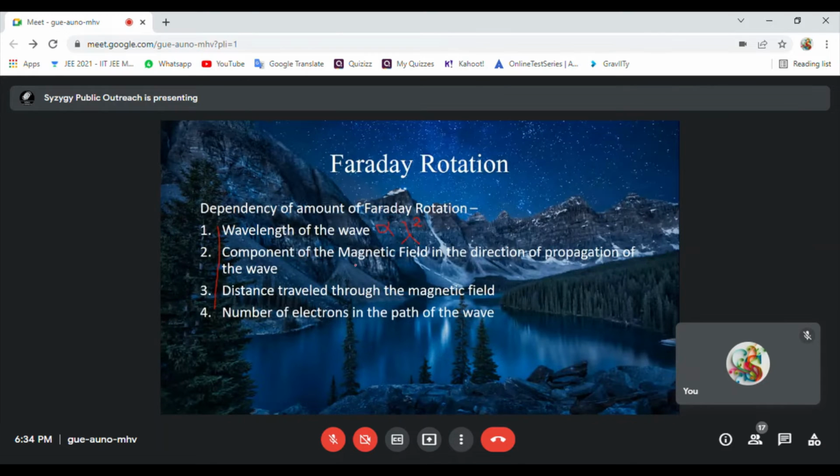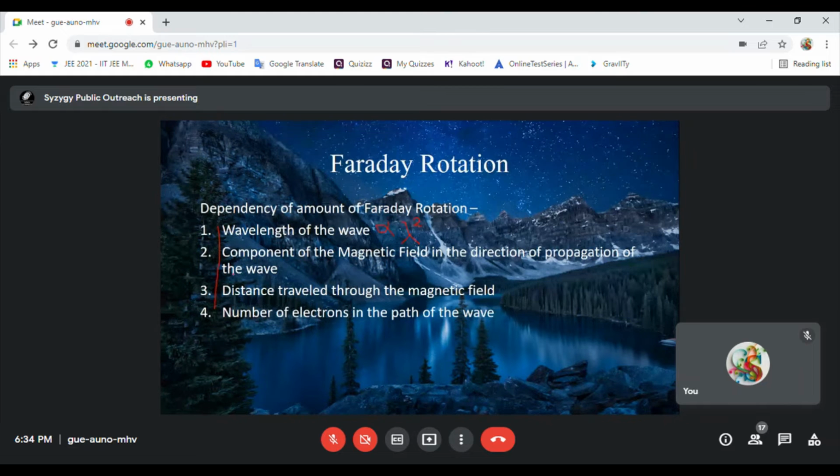Okay, the magnetic field, being a vector quantity, can be split into its components, and the greater the component in the direction of propagation of the wave, the greater will be the angle by which the electric field rotates. Just remember that the electric field is polarized here, so the electric field will be uniform.